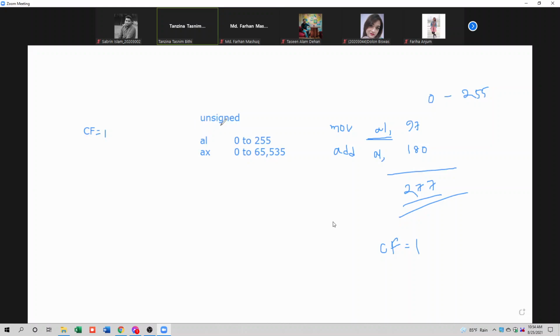So when the operation is performed on some unsigned number, and if the result is out of the range, then the carry flag register will be set. Otherwise, it will be cleared.